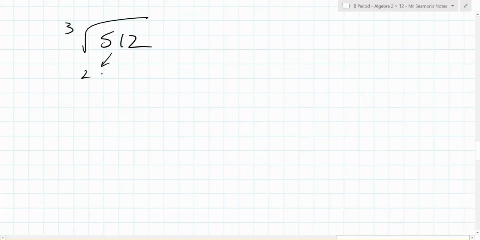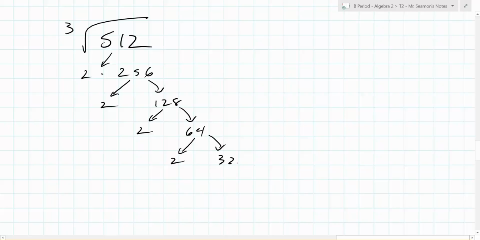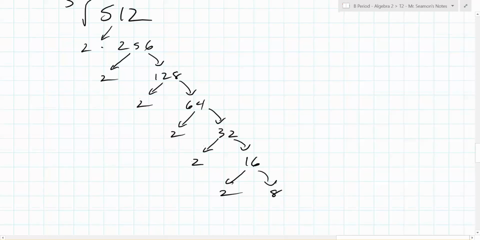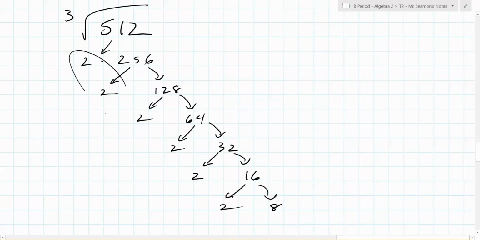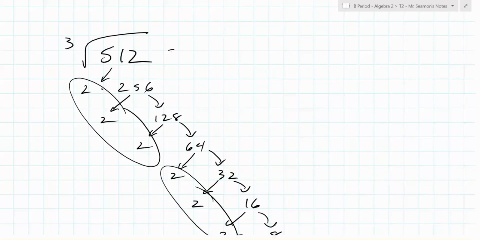So this is 2 times 256. Then you have 2 times 128, and then 2 times 64, and then 2 times 32, and then 2 times 8. What's nice about this is you look for 3s. Because what does this tell you? You have 2 triples there. So what does this mean? It means you have the cube root of 2.